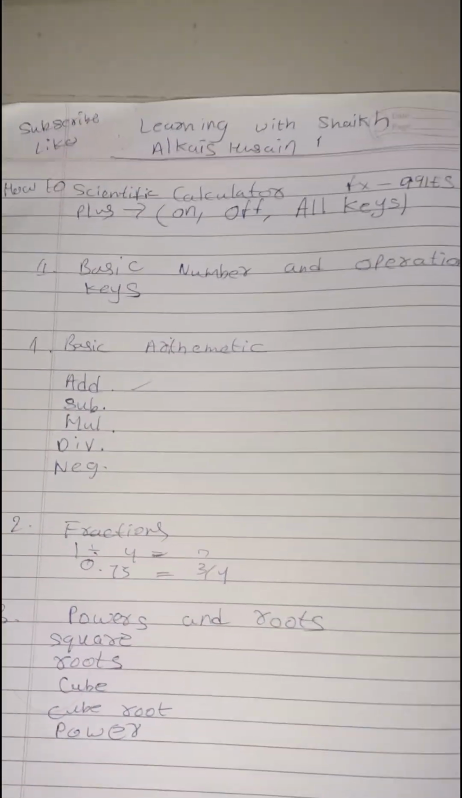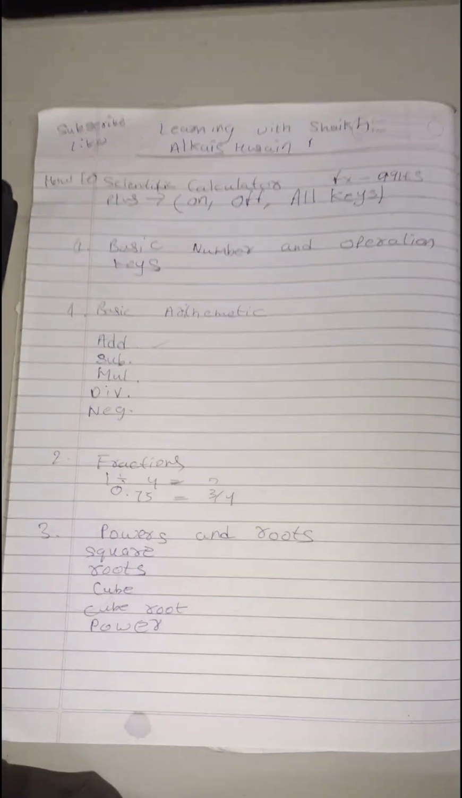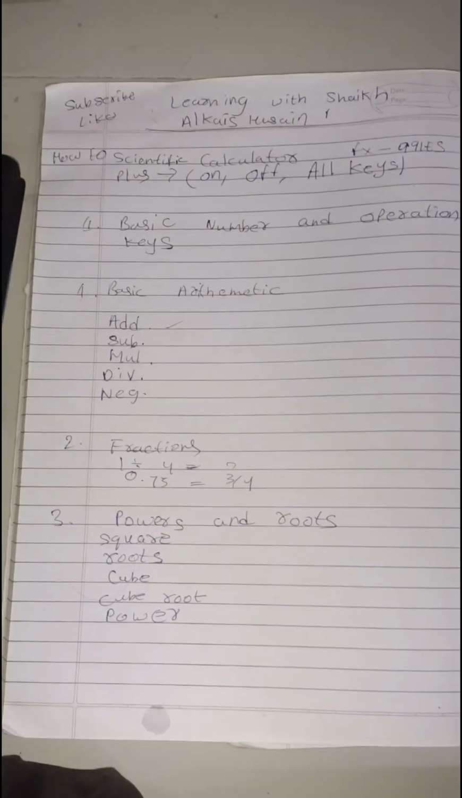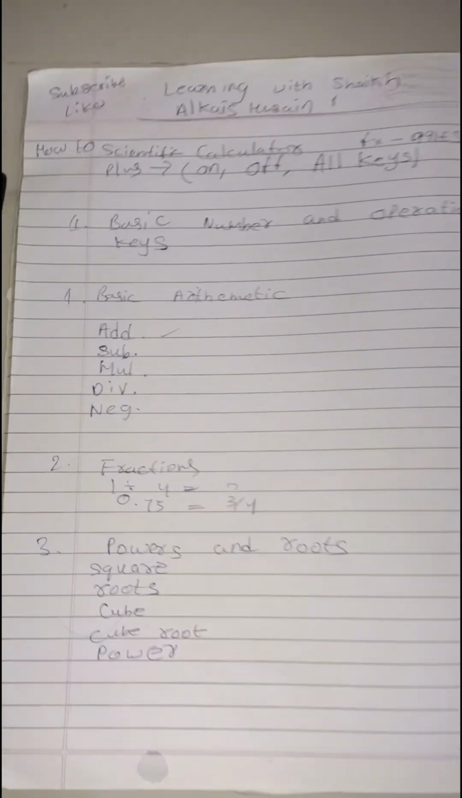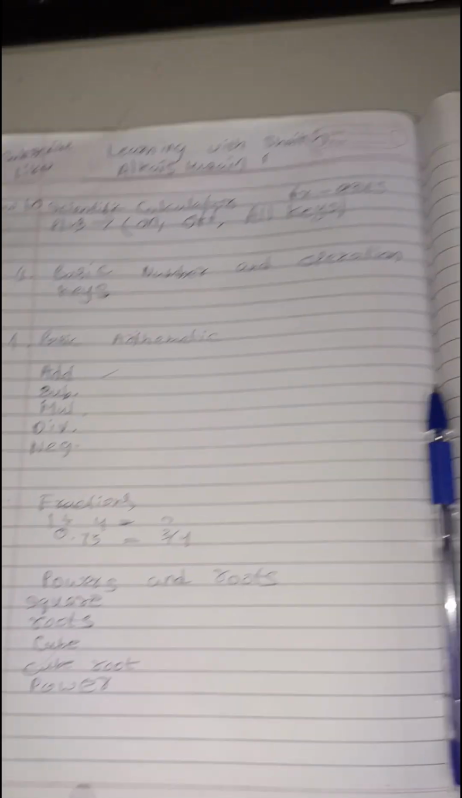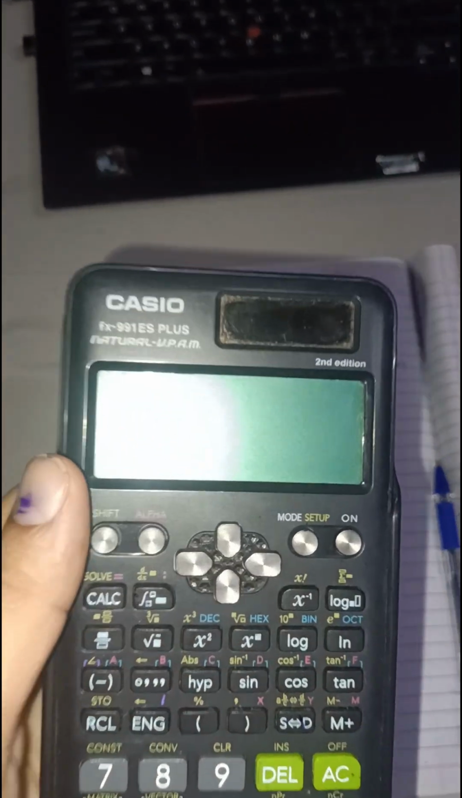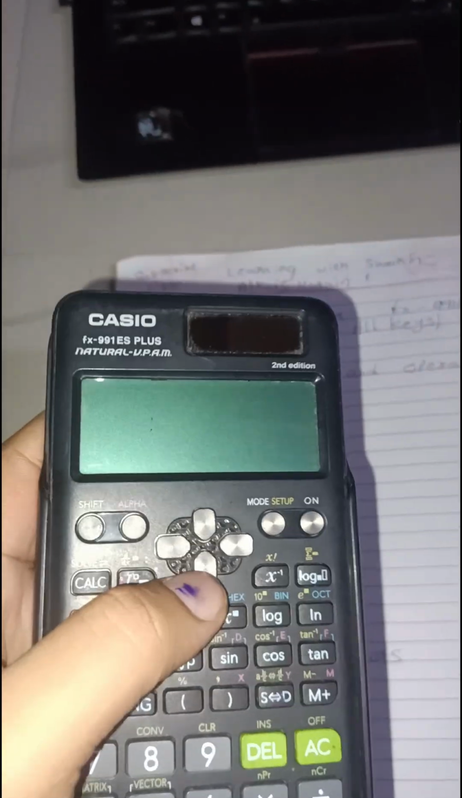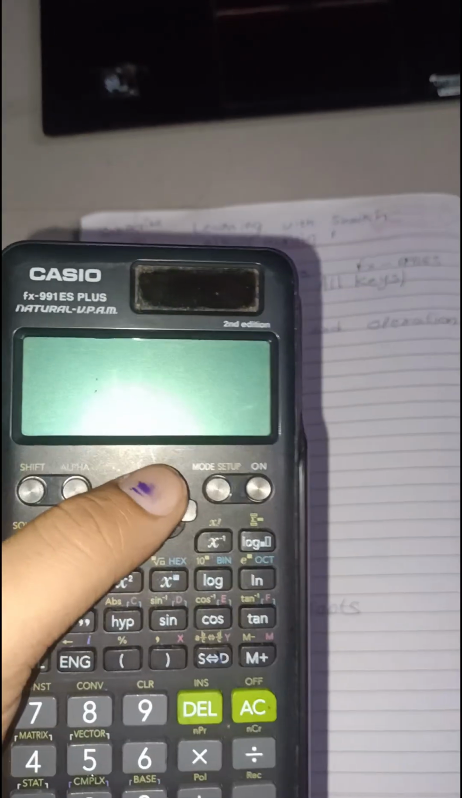I am Alkesh. Today's topic is how to use a scientific calculator. Today we'll see all the keys in the scientific calculator. I am dividing this topic into many parts because there are many keys in the calculator. The calculator in my hand today is the FX-991ES Plus. It is used in most colleges.